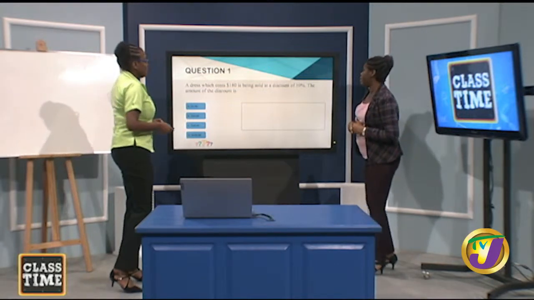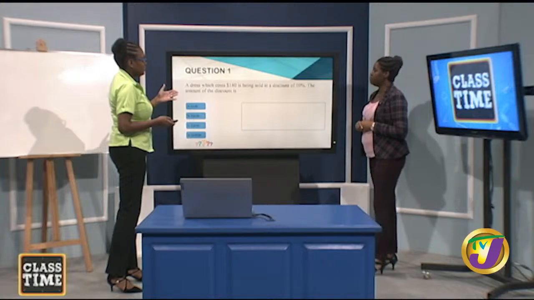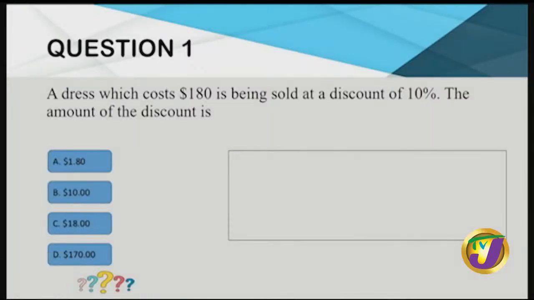All right. So we're looking at the figures 180 and 10. So can we eliminate any of these answers? All right. So based on percentage, we see that 10% would be 1/10 of 180. So we know, based on what we know, that $170, that one is out. We would have to eliminate that one. Because it's just 10%, right? It's just 10% of it.